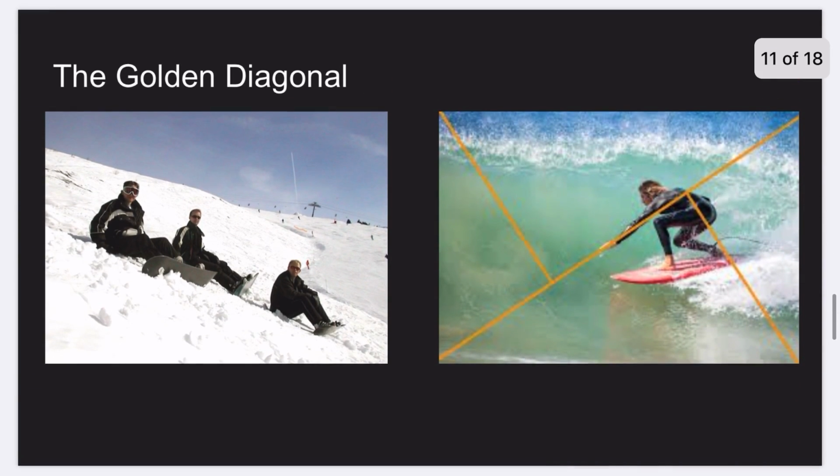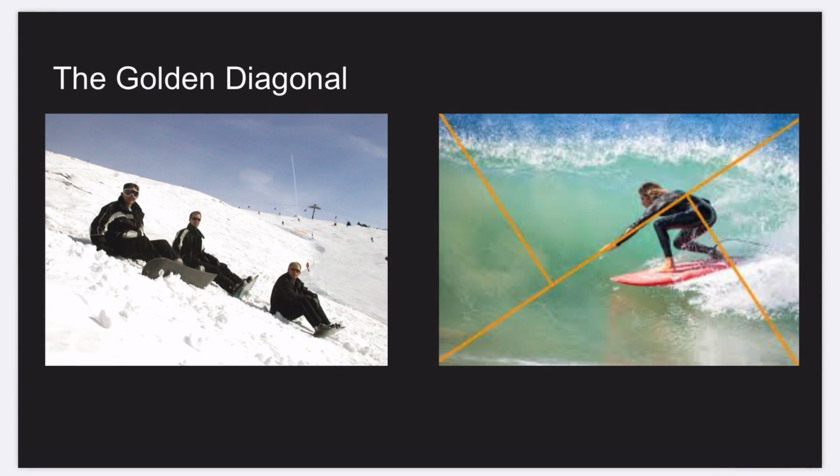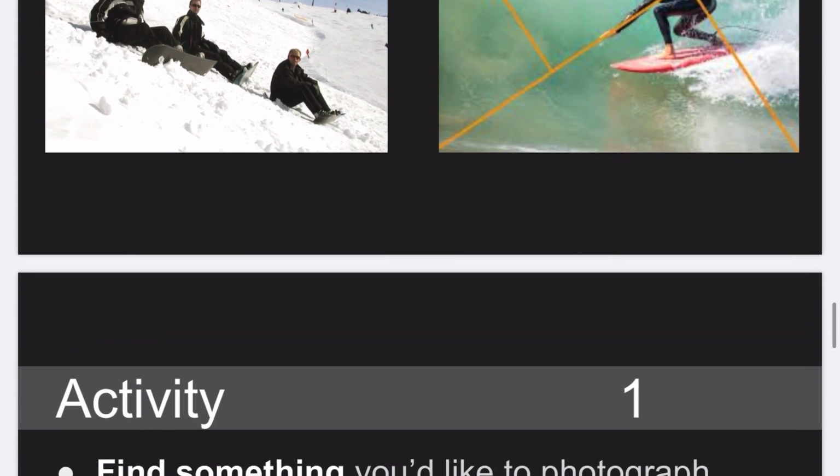And here's some other pictures. The one on the left I've taken myself. The hill is a natural diagonal, so I put my friends on the diagonal and photographed a nice little snapshot there. And the one on the right is not one of mine, it's a surfer. Again, very strong image with the diagonal rule overlaid on top of that to show you how good it is.